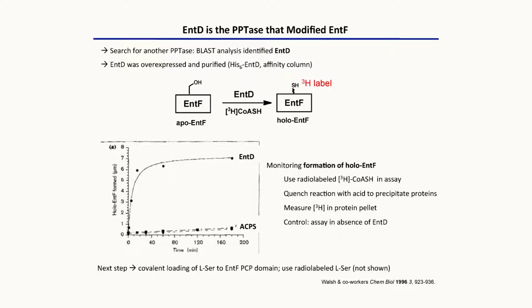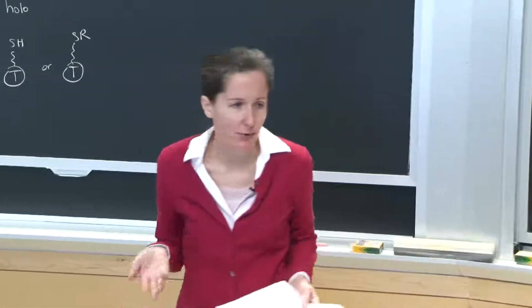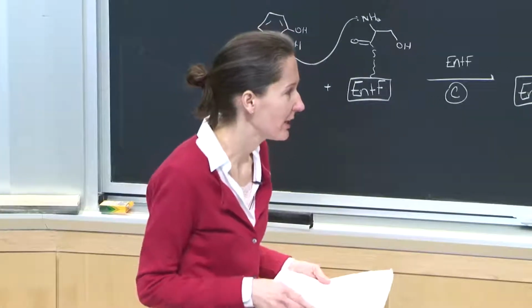You can imagine control assays with no NB included there. And so what do we see? As said before, if we try the acyl carrier protein ACPS from fatty acid synthesis, there's no reaction. But look, when NB is present, we see transfer of this PPant arm to the protein. So this was a really exciting result at the time. We have a new enzyme, a new activity, this post-translational modification. And this opens the door to further studies. If you can get the PPant arm on, then we can look at loading of the monomers.